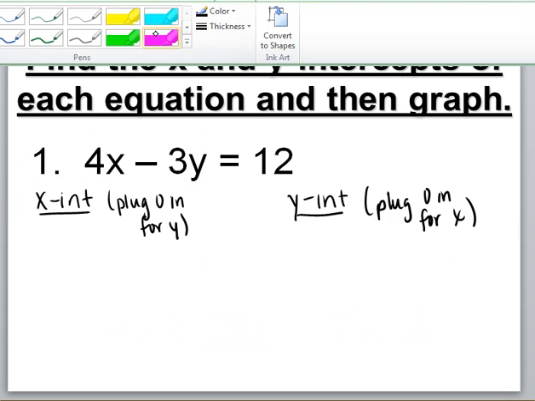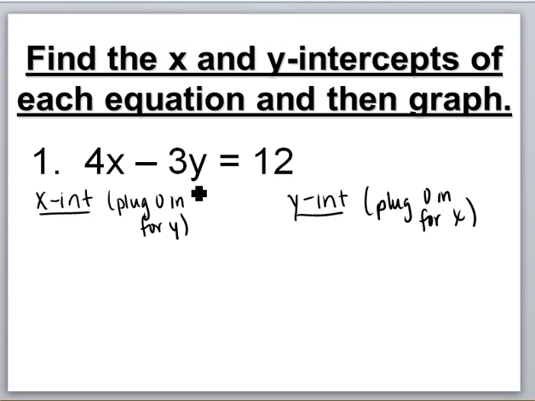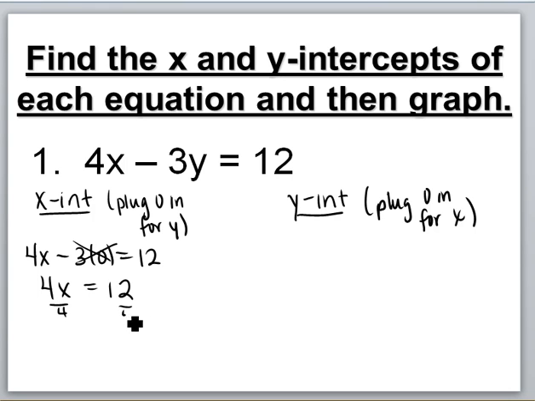So when I plug in 0 for y, I would have 4x minus 3 times 0 equals 12. Well, 3 times 0 is just 0. That's gone. So I get 4x equals 12. Solve this simple equation by dividing by 4 on both sides, and I get x is 3. That tells me my x-intercept is 3. We could correspond that to a point, and that point would be (3, 0), where my x is 3 and my y is 0.